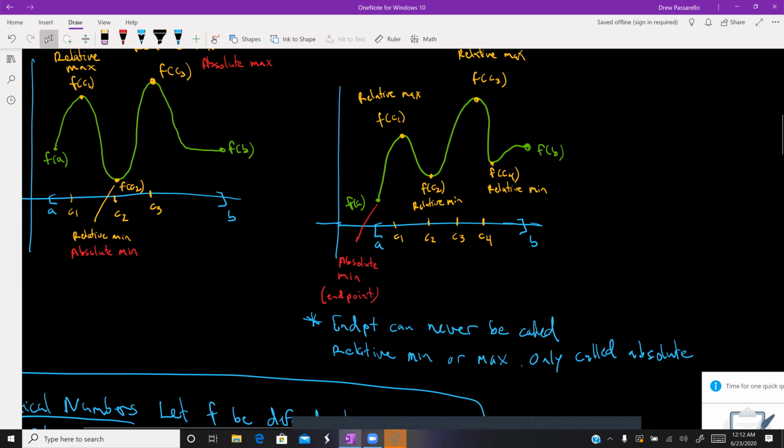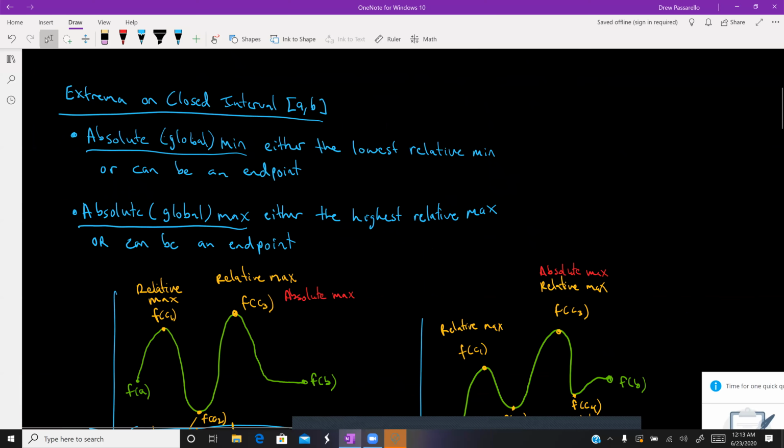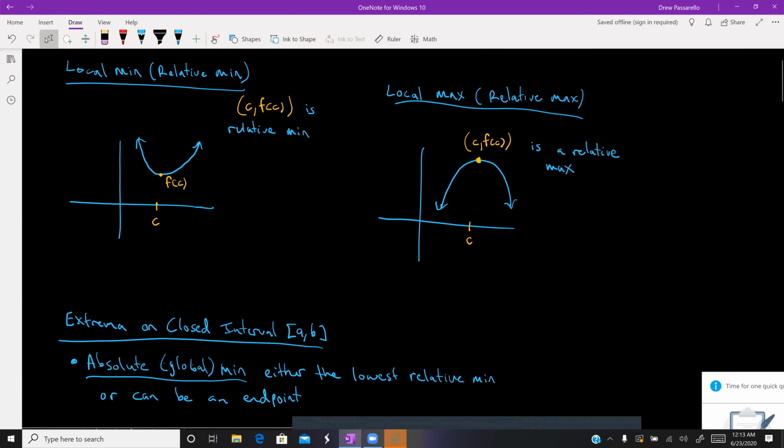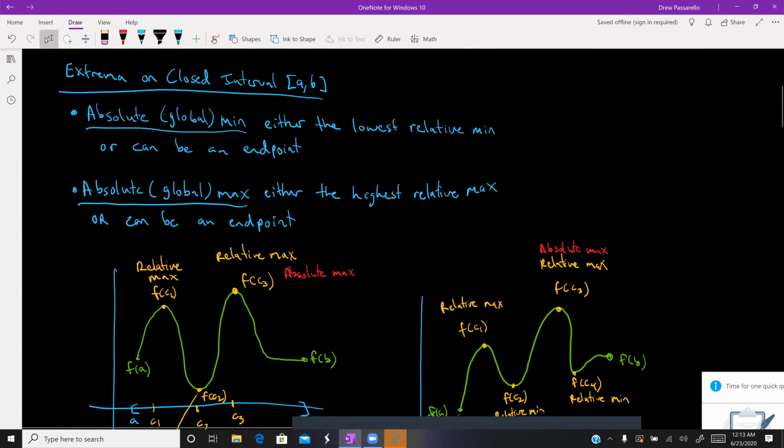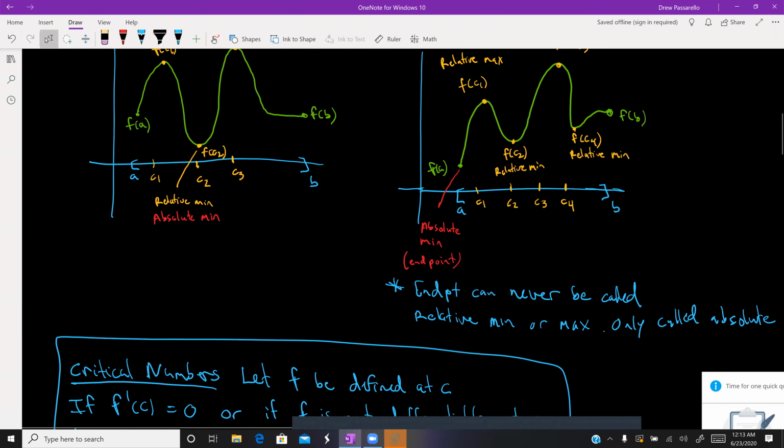All right, so I just drew this to show that the absolute min, or you could have the absolute max, but not in this case, could be an endpoint. But the endpoints themselves are never called relative min or relative max. All right, so that's some of the concepts for extrema. Extrema just means extreme values, and that's either a minimum or a maximum.